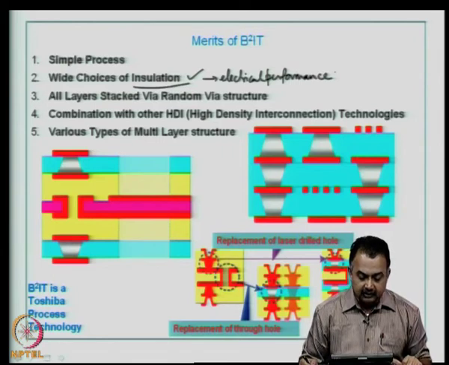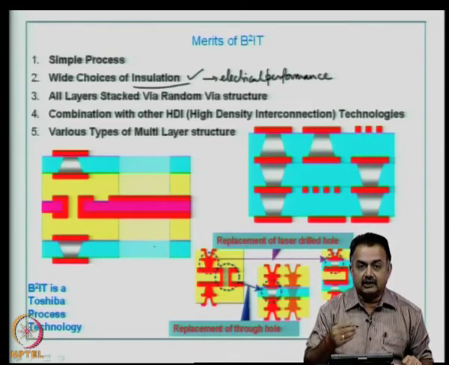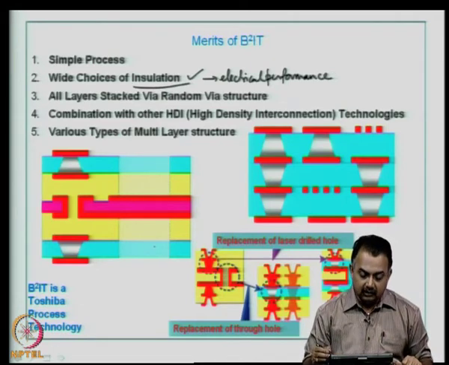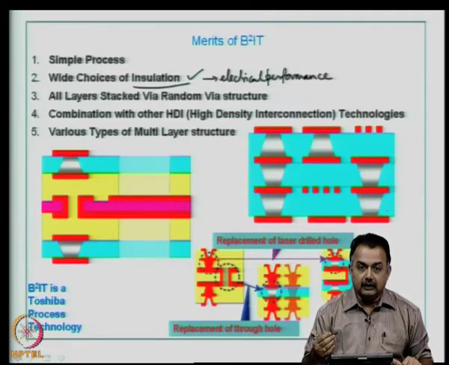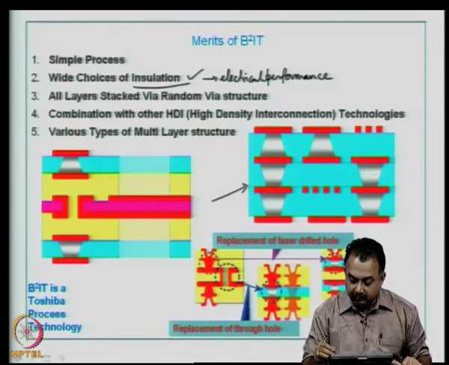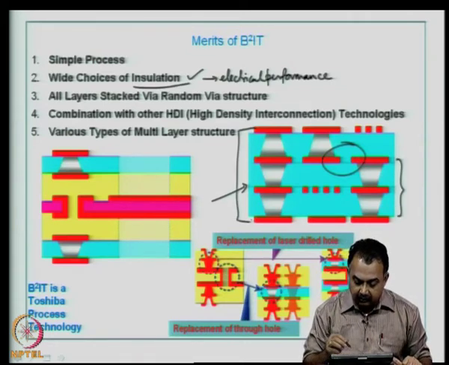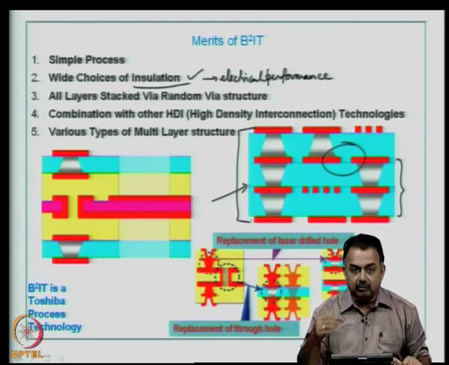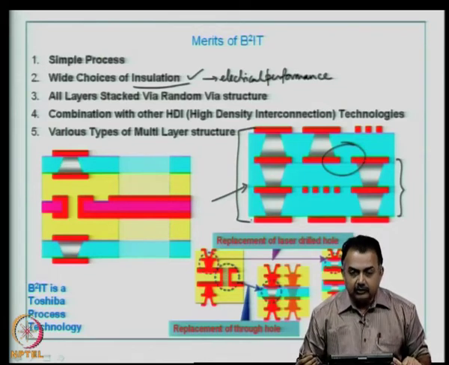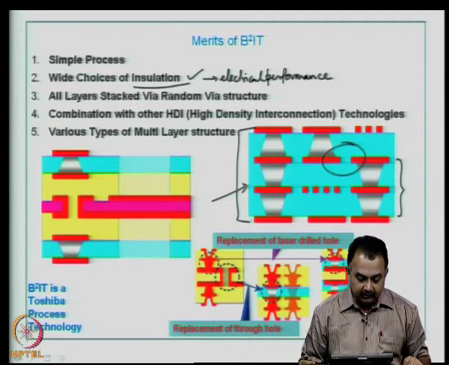All layers are stacked via the random via structure. So, basically you will see if you have a 6 layer or an 8 layer B squared IT board, the basic interconnection is by filled microvia structures. You can even stack them, as you can see here. It can be staggered like this and interconnected in the inner layers, and it can be a small stack like this, or it can be a complete stack starting from the top layer to the bottom layer. So, you have a lot of flexibility in your microvia design or your interconnect design.